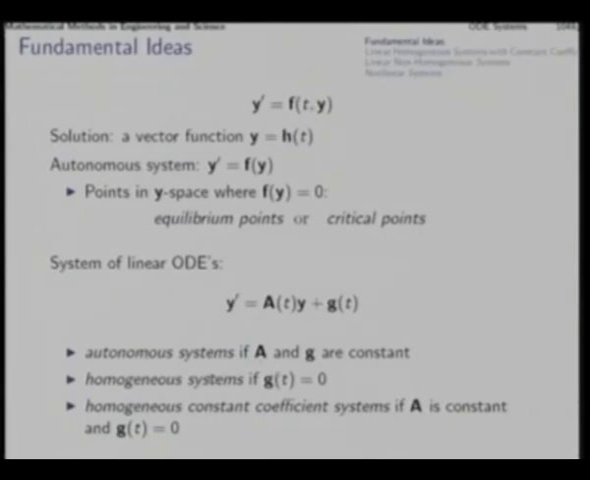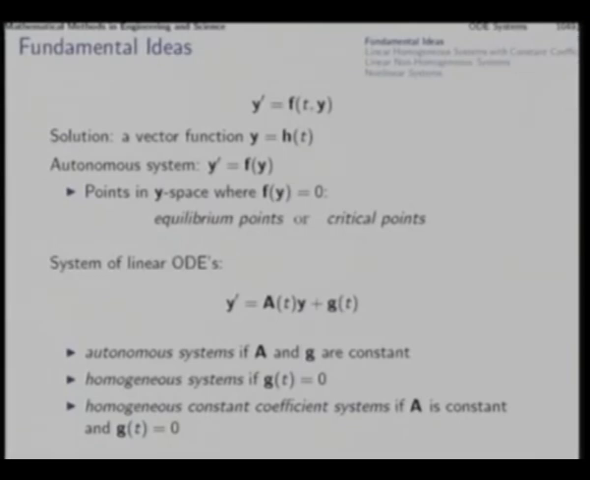Now, if we have both of these at the same time, that means if the coefficient matrix is constant and this vector function is 0, then what do we have? We have y prime equal to A y, in which A is constant. Then we will have a system of homogeneous constant coefficient differential equations. Now, we will study these situations one by one.